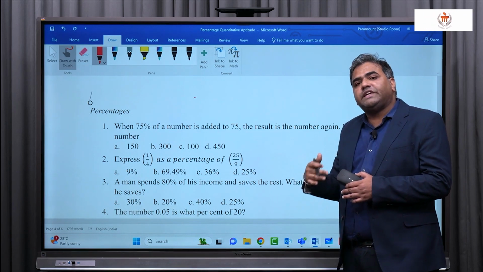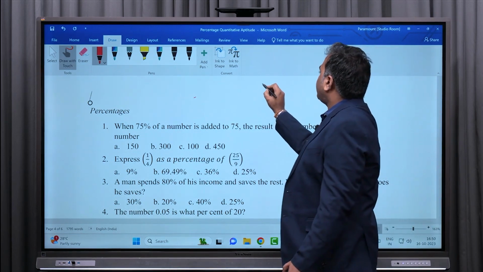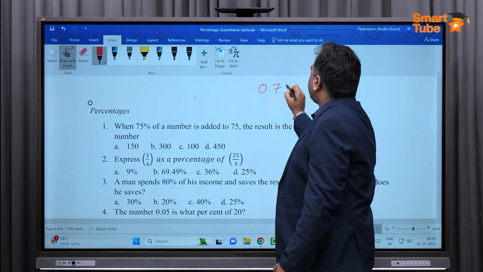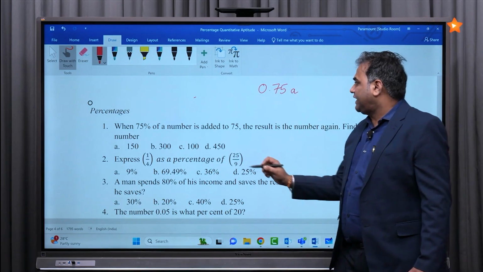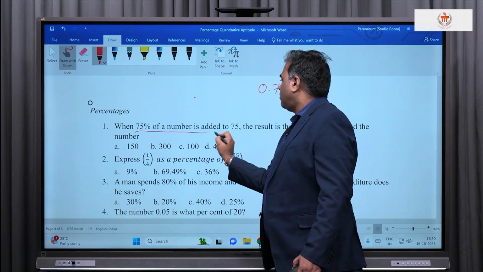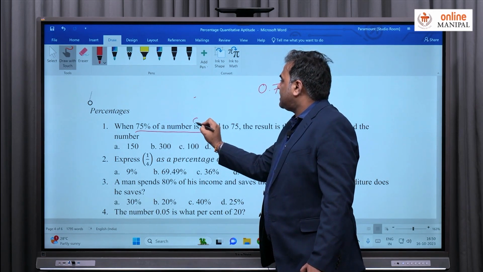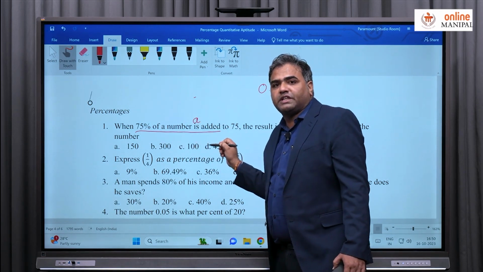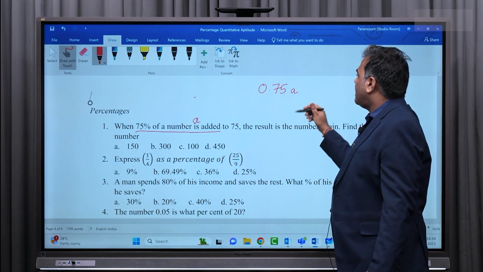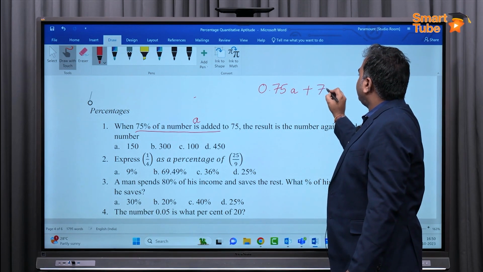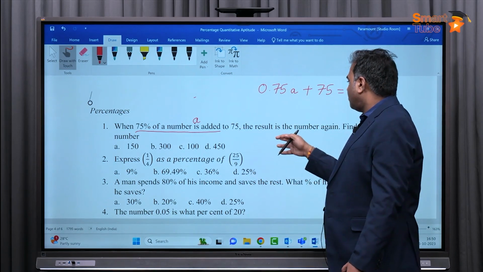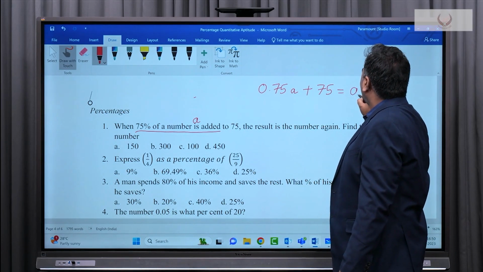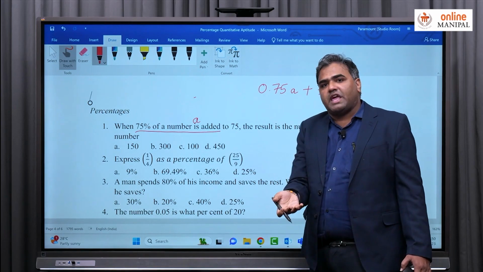Okay, so when 75% of this number, 75% of this number means 0.75A. Everyone clear with this fact? So when 75% of a number, I assume my number is A, so 75% of that number would be 0.75A. So if you add this with 75, very basic thing. So what is the result? The result is the number again. What was my number? My number was A only.